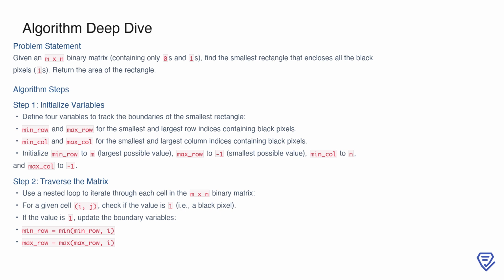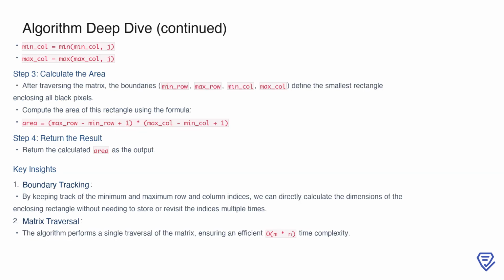Next, we traverse the entire matrix using a nested loop. For each cell, if the value is 1, we update the boundary variables. For rows, we adjust min_row to be the smaller of its current value and the row index of the black pixel, while max_row is updated to be the larger of its current value and the row index. This ensures we capture the smallest and largest rows containing black pixels. Similarly, for columns, we update min_col to be the smaller of its current value and the column index of the black pixel, and max_col to be the larger of its current value and the column index. Once we finish traversing the matrix, we will have the exact boundaries of the rectangle enclosing all black pixels.